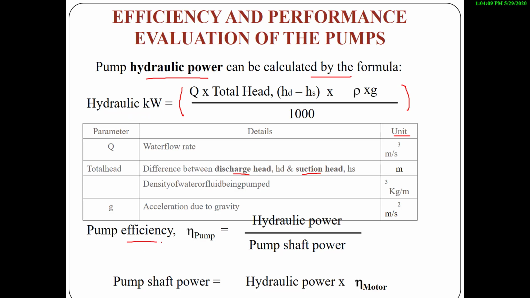And pump efficiency is equal to hydraulic power divided by pump shaft power or motor output power. From that we can calculate pump shaft power, which is equal to hydraulic power into motor efficiency. These are the major formulas or major calculations done in a pump efficiency calculation.